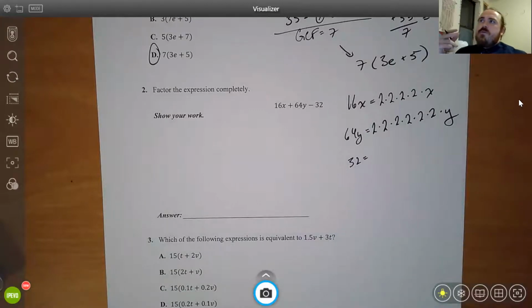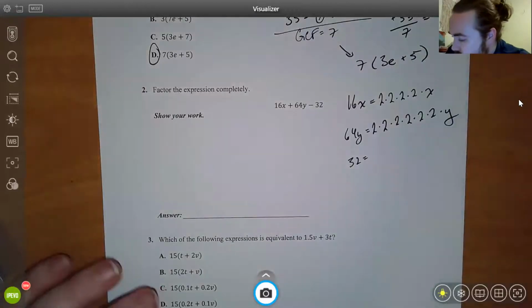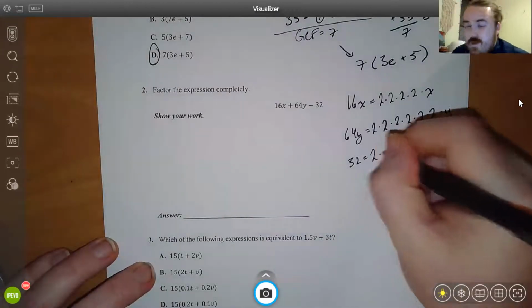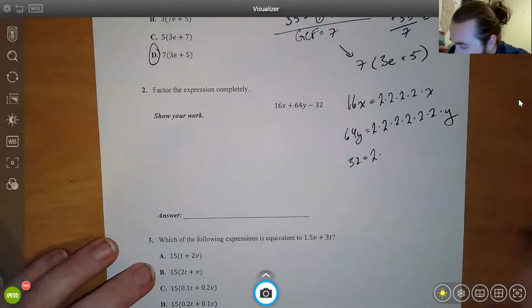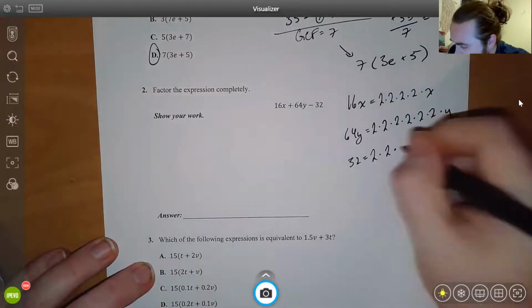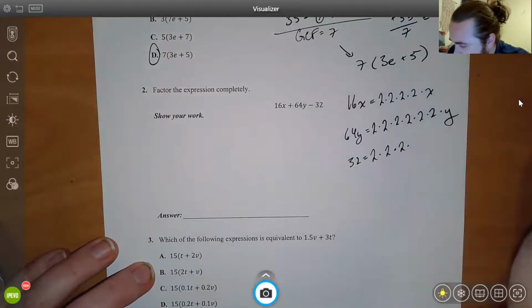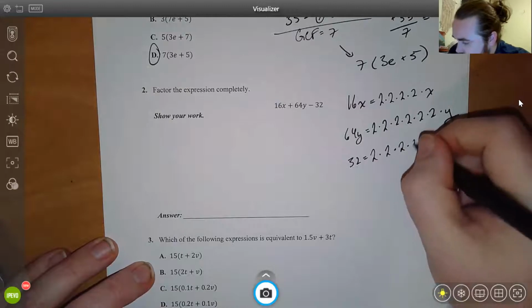Well, 16 can be divided by 2. So that's 2 times 8. So it's 2 times 2 times 2 times 8. And I'll be writing this down as you're doing it, just keep track of it. So that's the way to break it down. So thinking about 32, 32 can be divided by 2. It's 2 times 16. Well, 16 is just 2 times 8. And 8 is just 2 times 4, which itself is just 2 times 2.